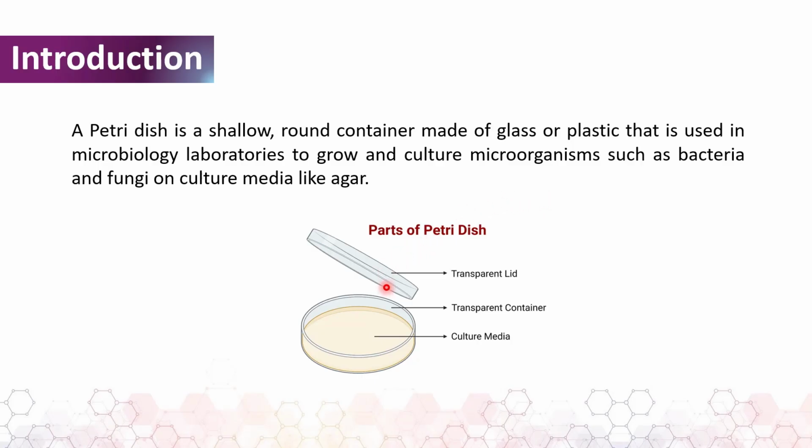So this is a picture showing the parts of the Petri dish. The transparent container here is called the base or dish, and it is used to hold the culture medium, which is used to culture these microorganisms in the lab. And the transparent lid here is used to cover the agar medium in the base of the Petri dish.